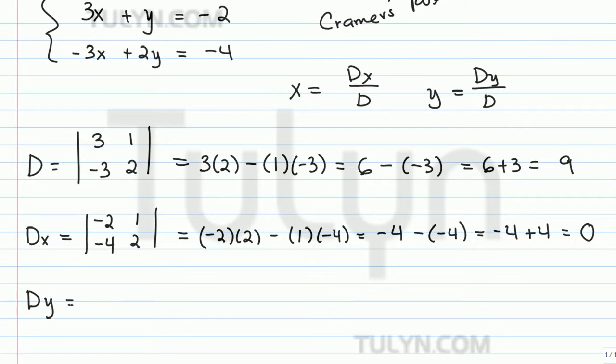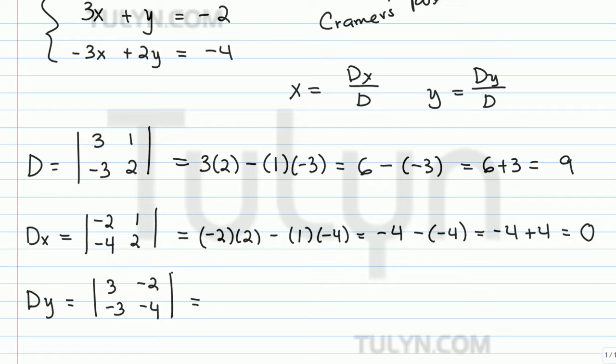Finally, dy. How we construct dy is that instead we replace the coefficients of y with the constant terms. So for dx, we replace the coefficients of x with the constant terms, and for dy, we replace the coefficients of y with the constant terms. So we're still going to write 3 and -3. The coefficients of x stay the same. And now we're going to write -2 and -4 as the second column.